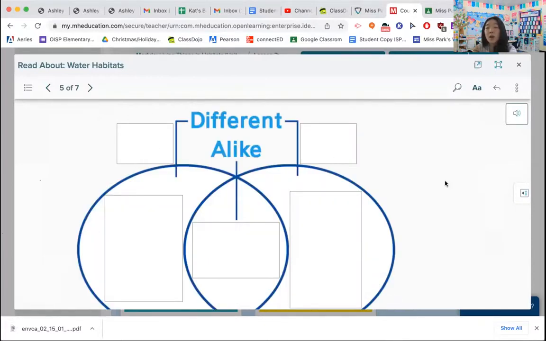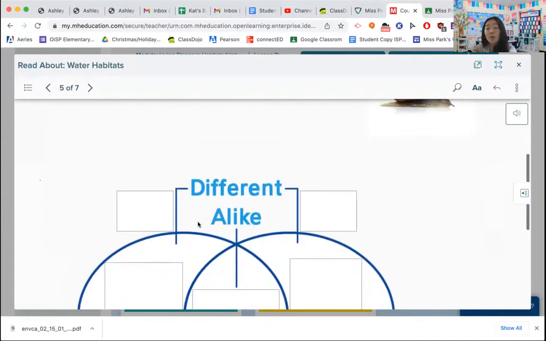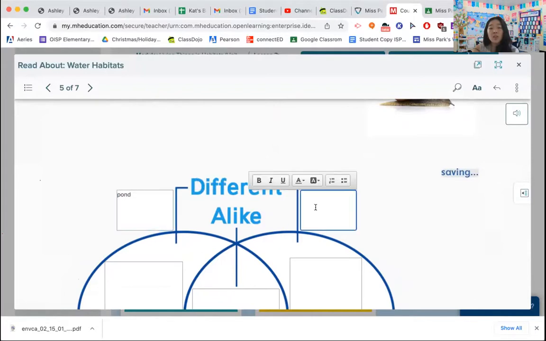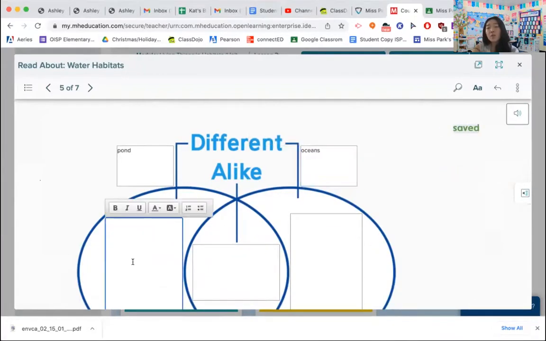So we talked about a pond habitat and an ocean habitat. Okay, so we did ponds here and then we did oceans here. So we worked on this yesterday. Now what are some differences about the ponds that are not like the ocean? Ponds are smaller. Okay, they're smaller. What else did we write yesterday? The water is fresher. The water is fresh water.